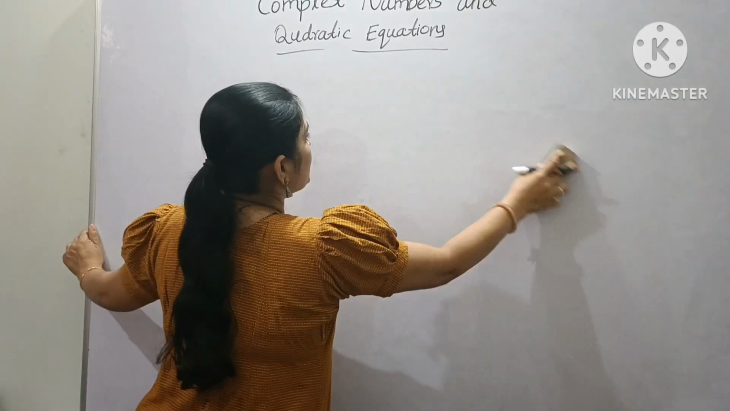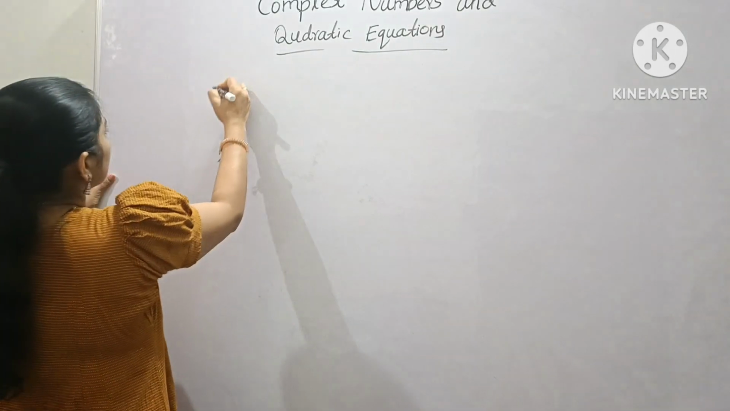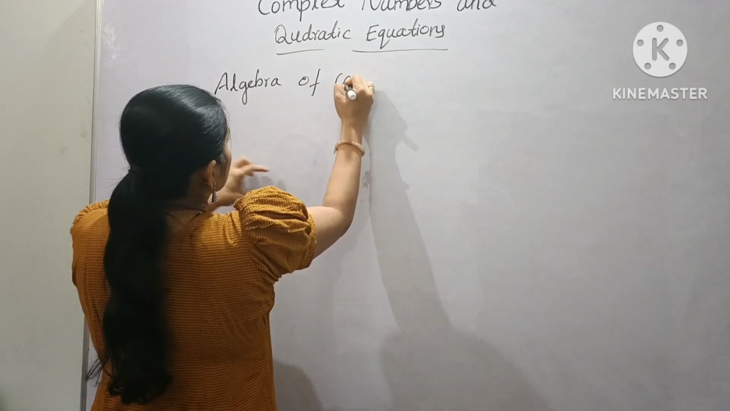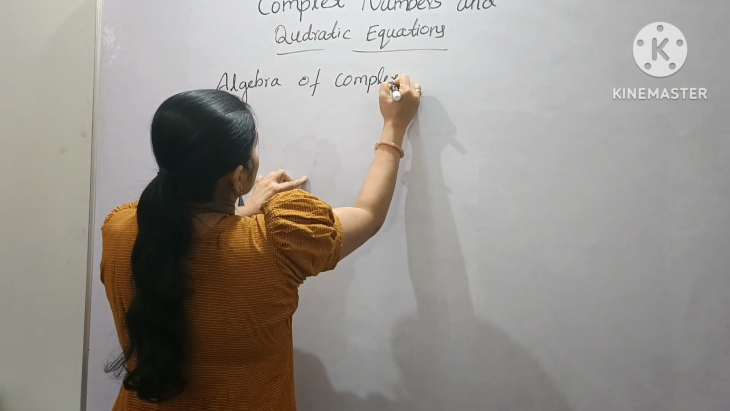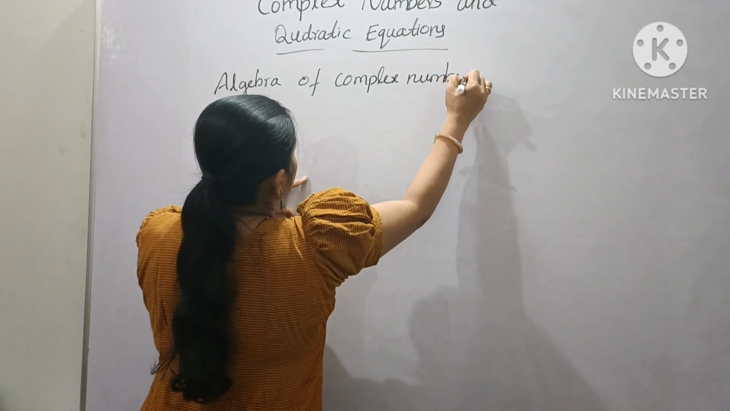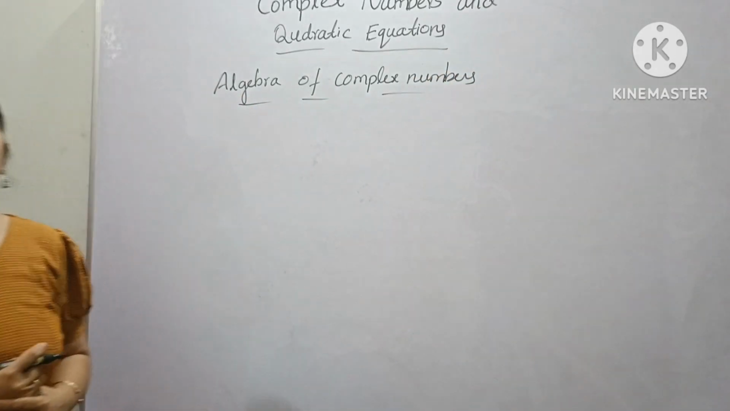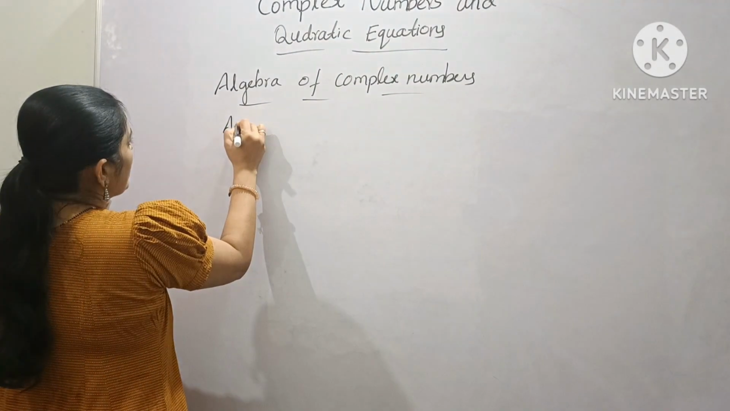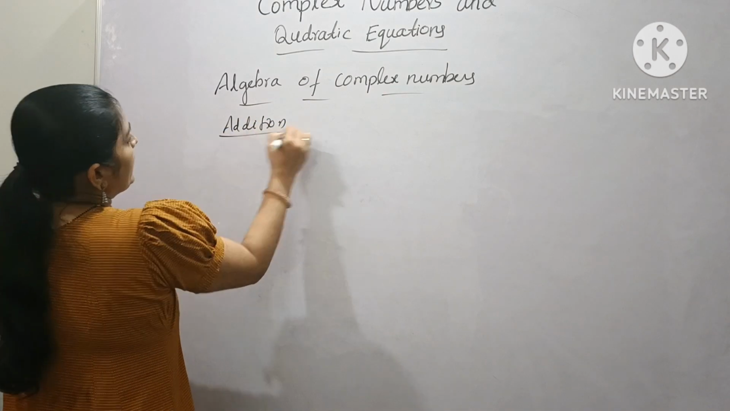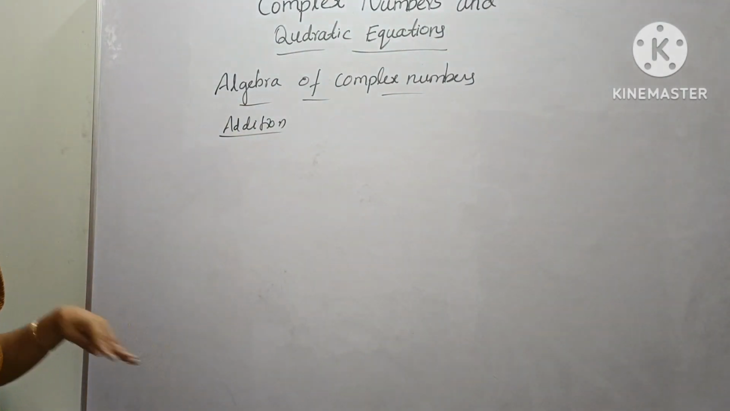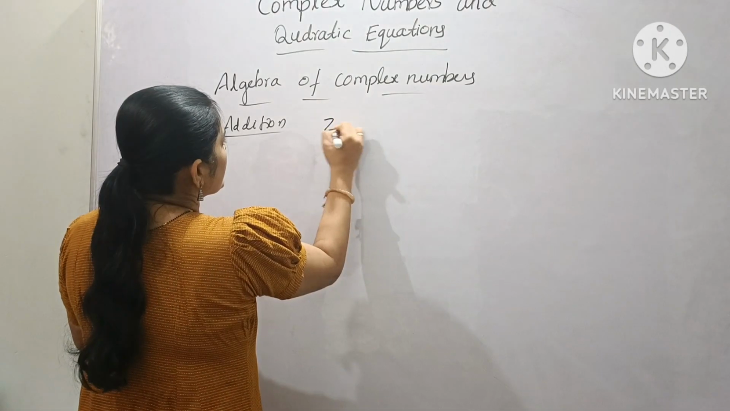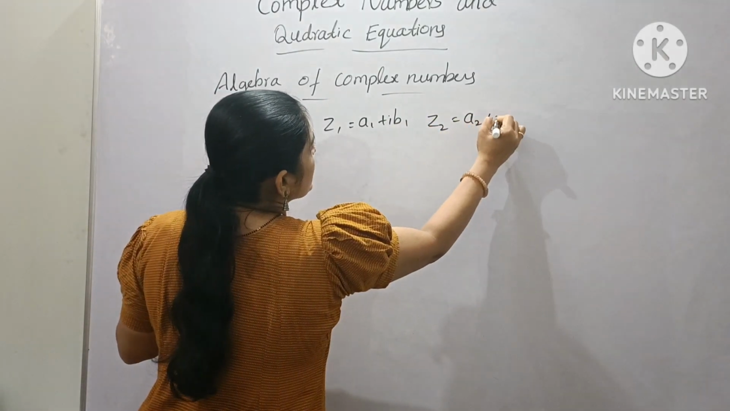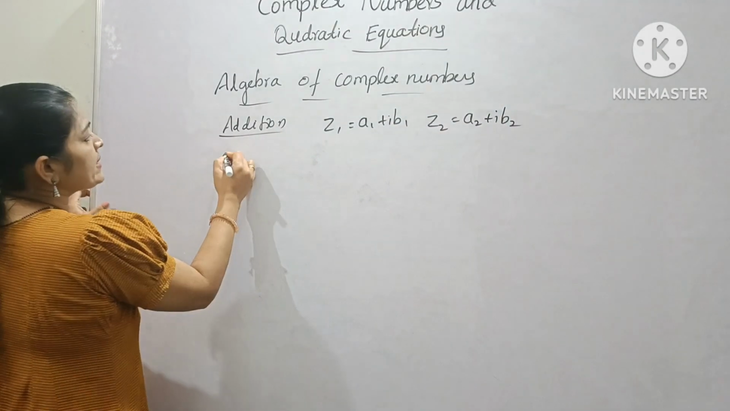Next we will study algebra of complex numbers. First one, addition of complex numbers. Here we will take two complex numbers. Then what is their addition? So z1 is equal to a1 plus ib1, z2 is equal to a2 plus ib2. So what is z1 plus z2?